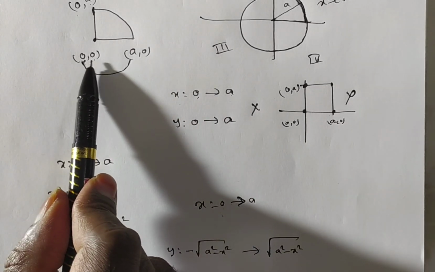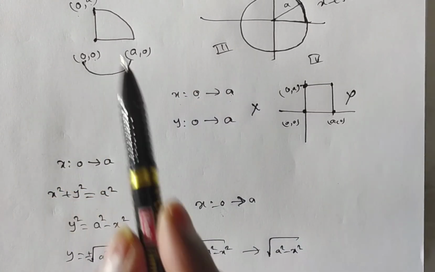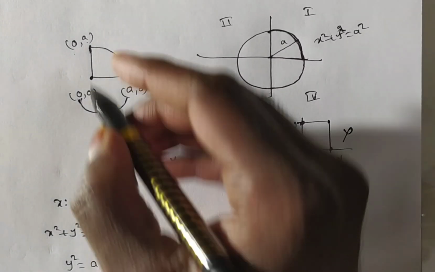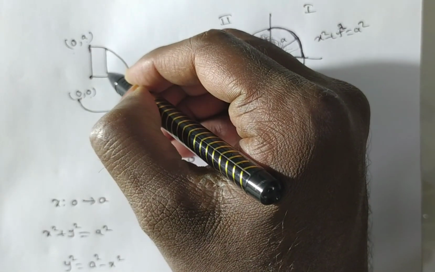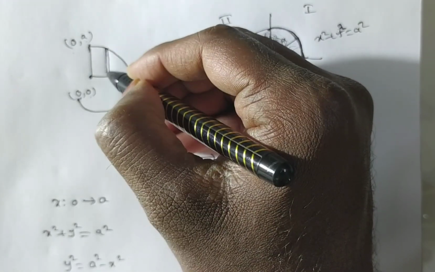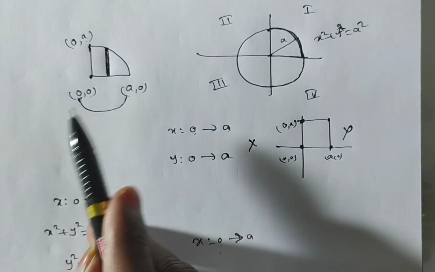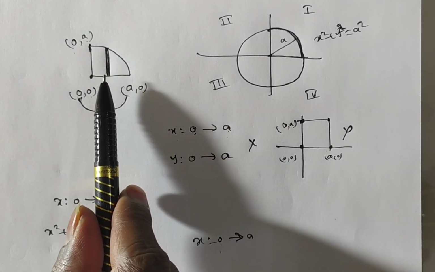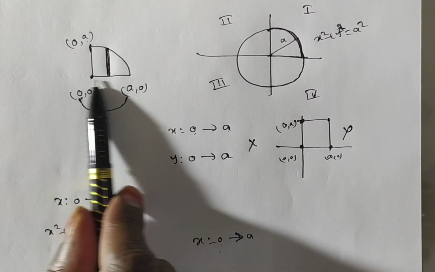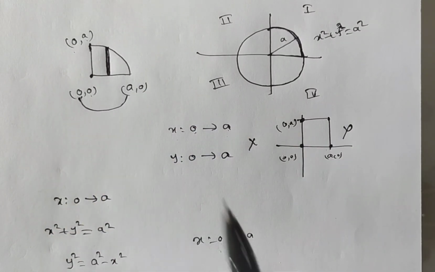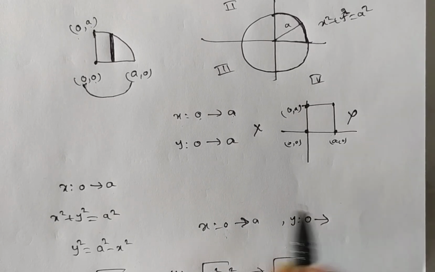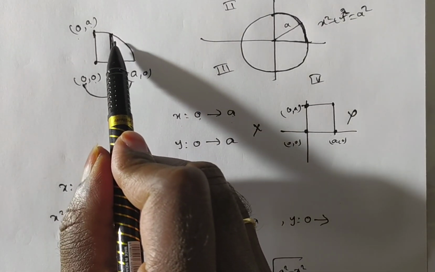You observe here the y value is 0, and here the y value is 0. After getting the region, what you have to do is draw the strip which is parallel to the y axis. On this strip, the lower curve is the x axis. On the x axis, what is the y value? 0. So you have to take y from 0 to where the strip touches the upper curve.